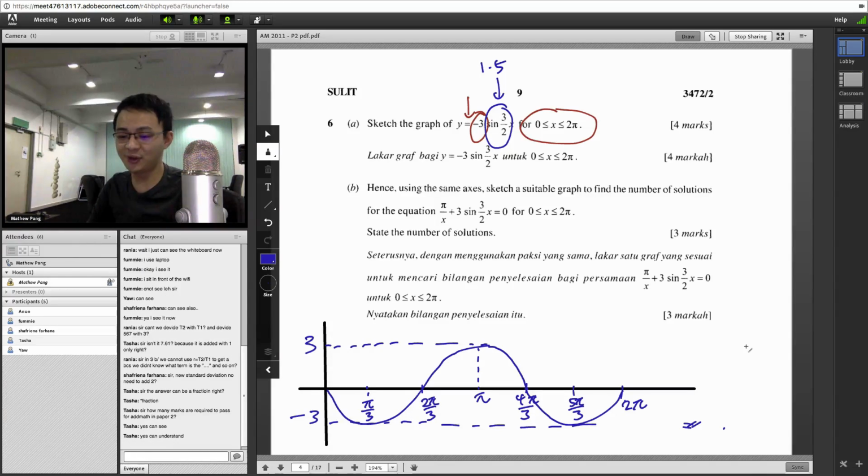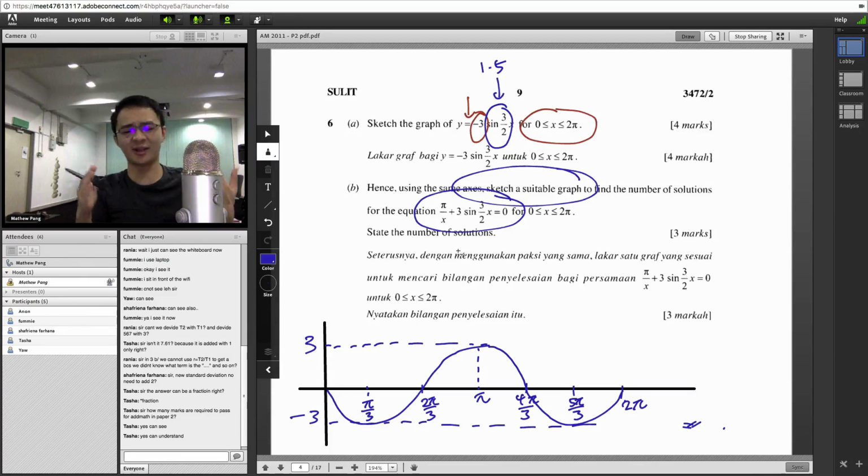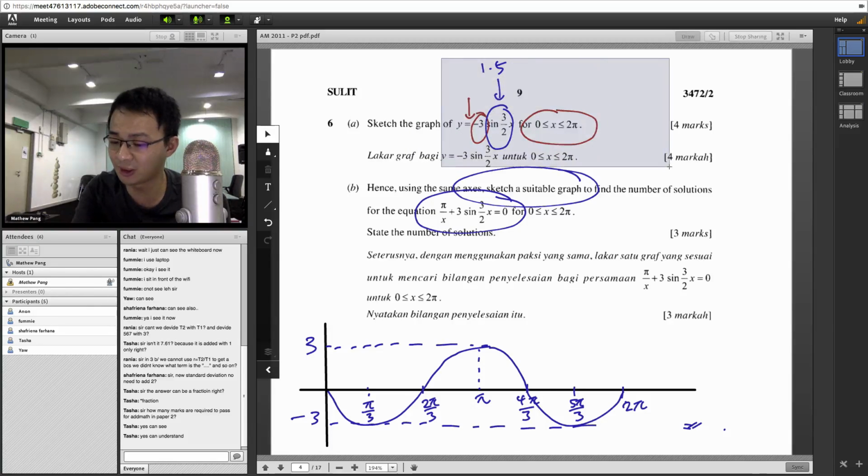Okay, so hence use the same axis, sketch the suitable straight line to find the number of solutions for the equation. In order to sketch the suitable graph, in this case it's not necessarily a straight line because the question doesn't say it's a straight line. You have to make sure this equation has y inside it. Because this equation does not have y, and in order to sketch any graph you need x and y. So what you need to do here is use the equation on the top there.